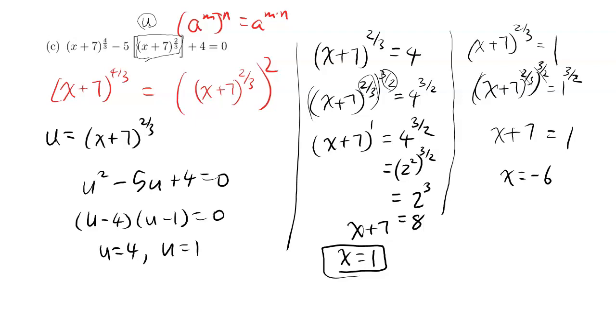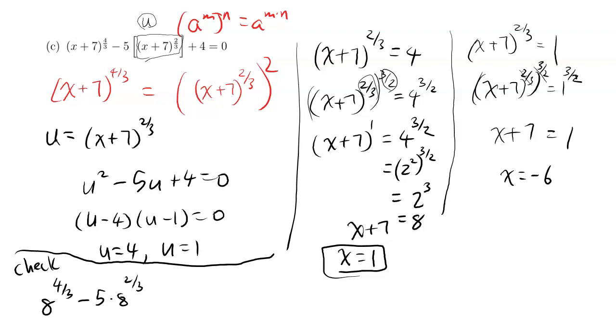However, we should plug these in, each individual one, and see if it works. So if you plug in 1, 1 plus 7 is 8. What is 8 to the 4/3 power? So here's our check. If you plug in 1, you get 8 to the 4/3 power minus 5 times 8 to the 2/3 power plus 4. And we know that 8 is 2 to the 3rd power.